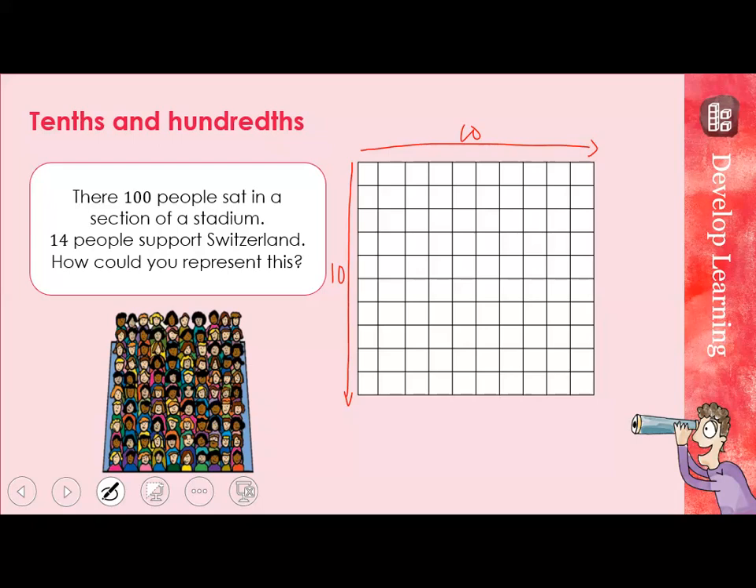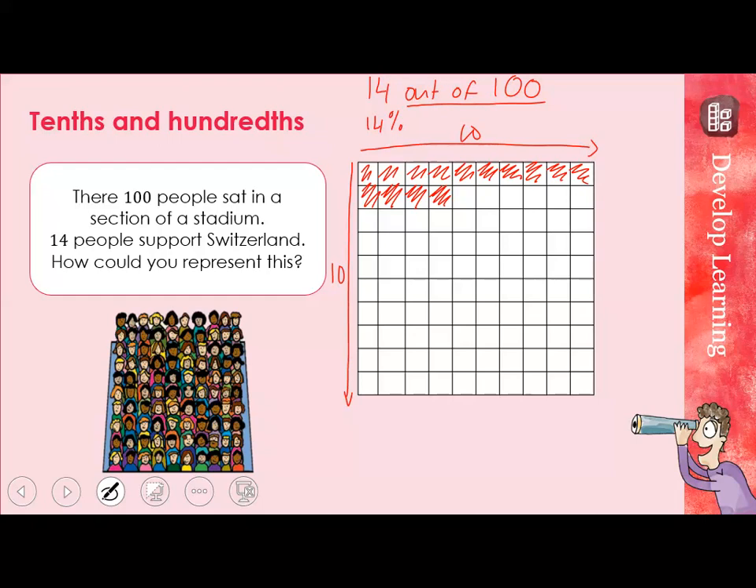Now, 14 people support Switzerland. So let's count them out. 1, 2, 3, 4, 5, 6, 7, 8, 9, 10, 11, 12, 13, 14. So I could say 14 out of 100 support Switzerland. I could also say, because I know out of 100, I can use the shorthand for that, can't I? I can say 14%.